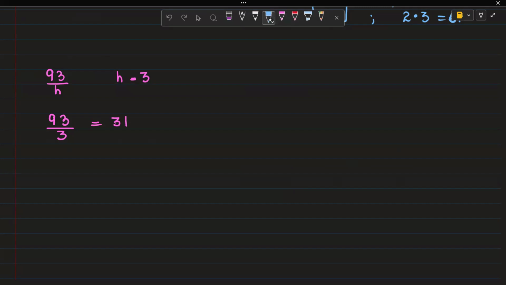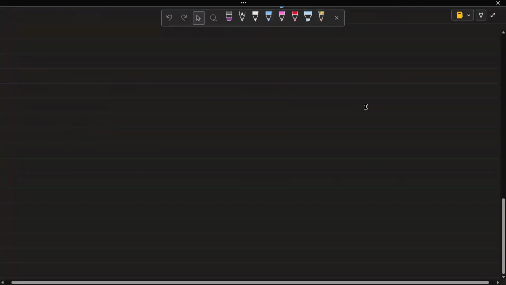Let's take another example. You have n over 5. And you have to find the value of it when n is equal to 15. So it would be 15 over 5. Instead of n, you write 15, and that is equal to 3. Now, we'll go to level 2.